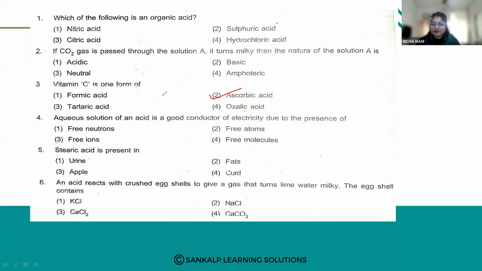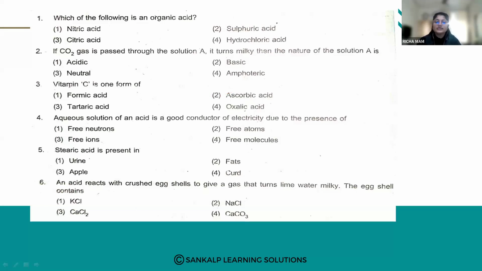How do you take vitamin C? By eating oranges, carrots, citrus fruits. From those you can obtain vitamin C. What does it help with? Vitamin C helps to maintain your skin, blood vessels, and bones. So vitamin C is nothing but ascorbic acid. So option number 2: vitamin C is one form of ascorbic acid.